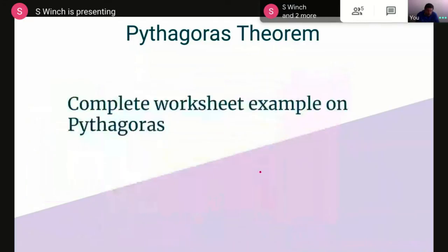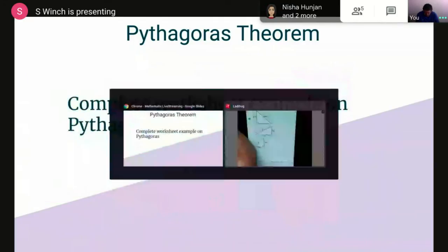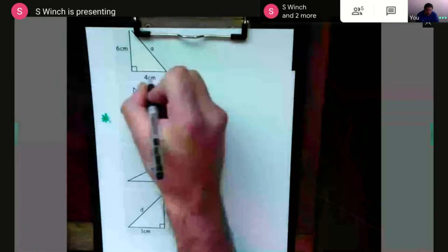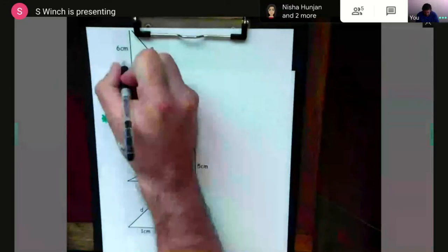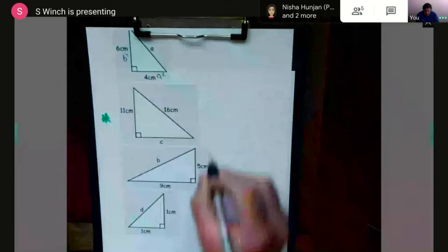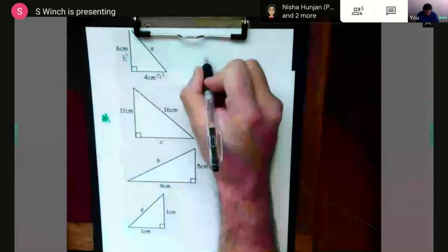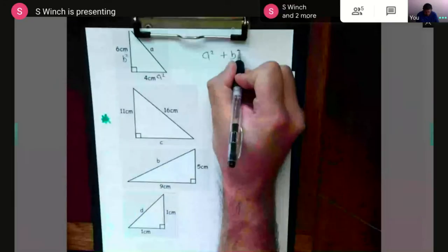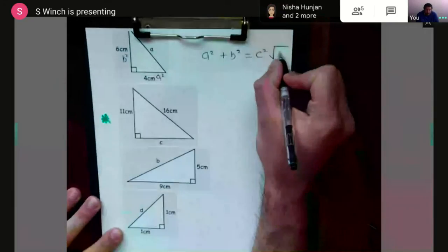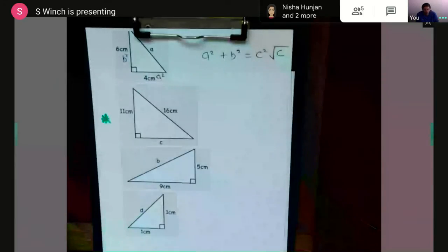So, again, if we can flick back to my camera, here you can see that we've got the first question, which is 4 as A, and 6 is B. So A squared and B squared, if you will. Remember, the formula was A squared plus B squared equals C squared, and we've got to find the square root of C.